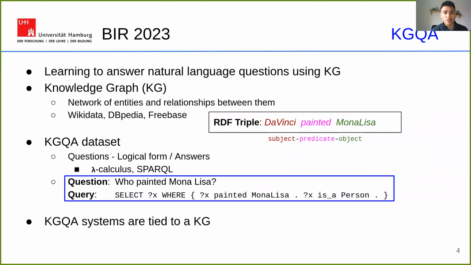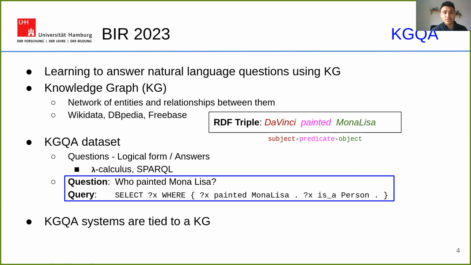First of all, what is KGQA? KGQA is a task of learning to answer natural language questions using a knowledge graph. Given a question in natural language, the task is to find the answer in a knowledge graph. A knowledge graph is a network of entities and the relationships that form between these entities. Some examples of large public knowledge graphs are Wikidata, Wikipedia, and Freebase.